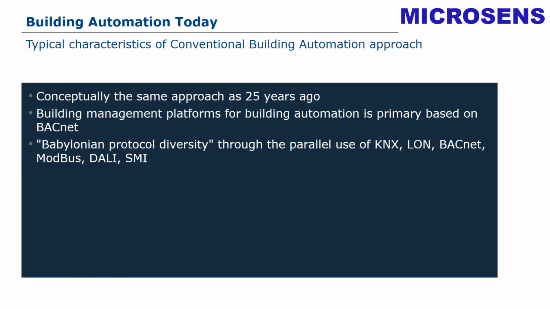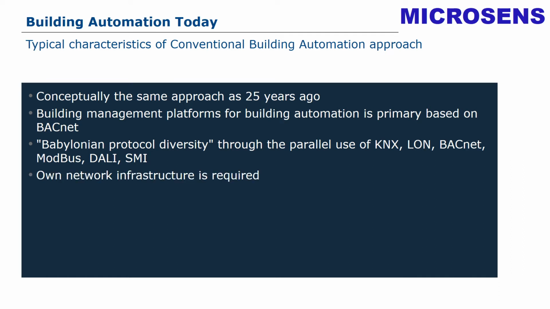Another typical characteristic of conventional building automation is the parallel use of many different protocols and systems like KNX, LON, BACnet, Modbus, DALI, or SMI. I defined the name Babylonian protocol diversity because this description stands very well for the parallel use of many languages in a building automation system.